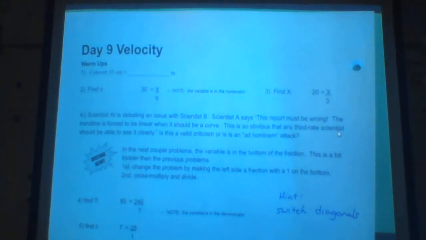Okay, so today is day 9. We're going to be looking at velocity. Let's first do a little bit of warm-up. Make sure that we review some of these important things.